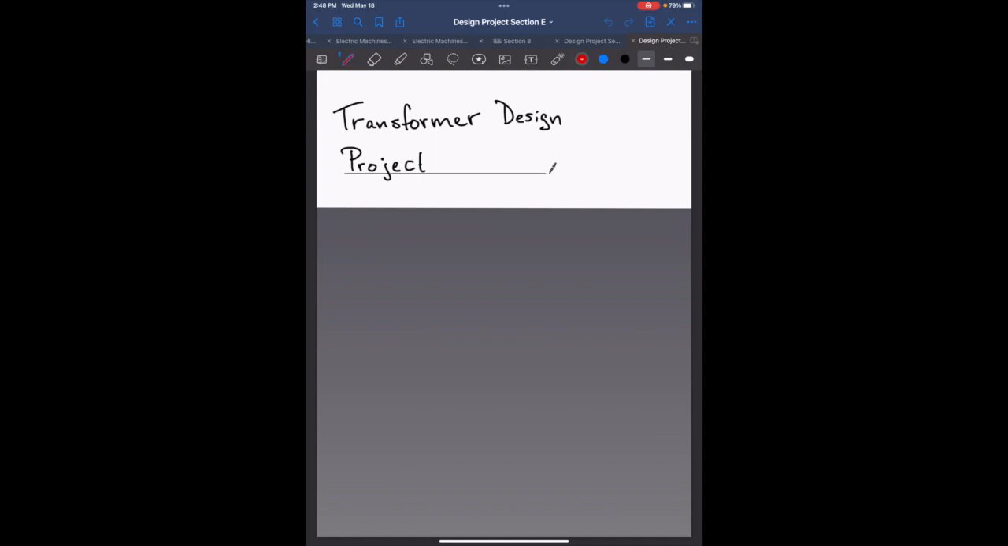So, transformer design project. First thing that we have to do, and this is probably obvious, is to choose a specification. In other words, what type of transformer do we want to build? I'm going to call this one step 0, because step 1 in the handout refers to something else. So this one is step 0, okay, is to choose a specification.